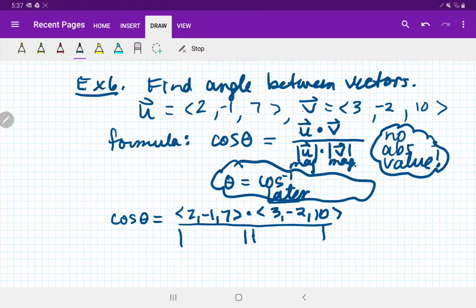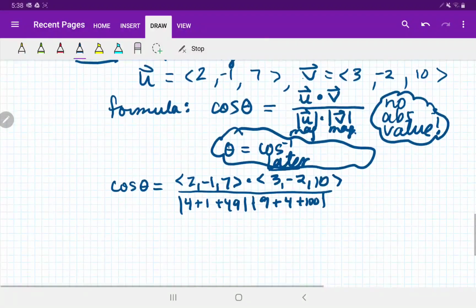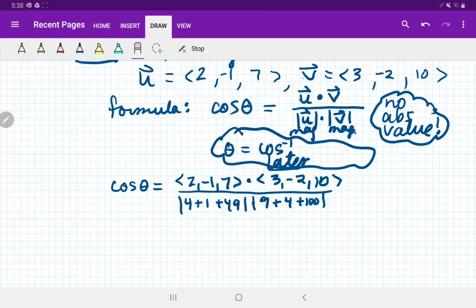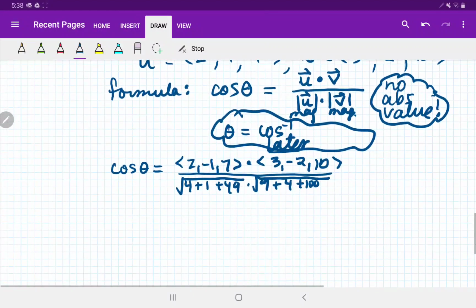Usually I don't write the vectors there, I just square them. So square the 2, square the 1, square the 7. Square the 3, square the 2, and square the 10. And what did I forget? The absolute value. I was about to put the formula, but I don't usually put the formula. What do I put here? Magnitude is the square root. And then what's between these? It's a regular multiplication, not a vector multiplication, because those are 2 scalars.